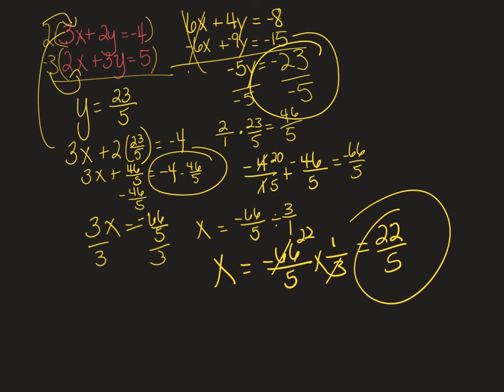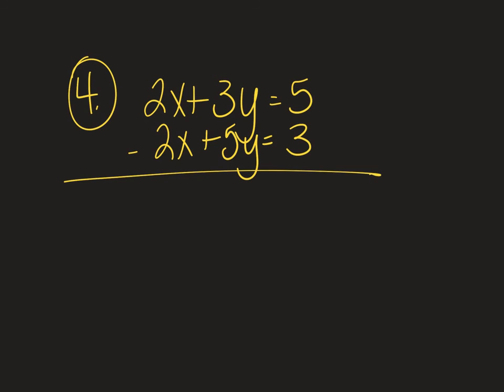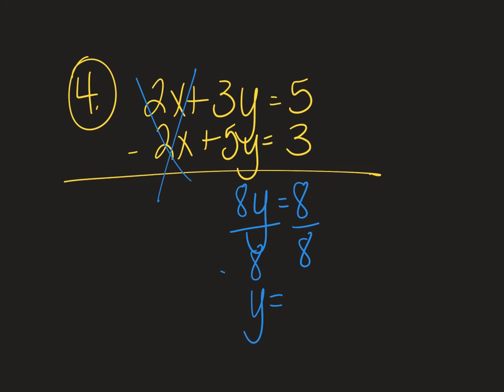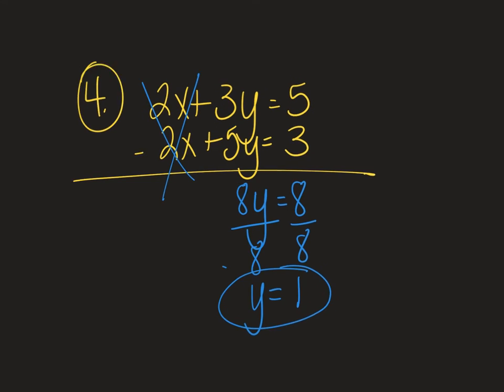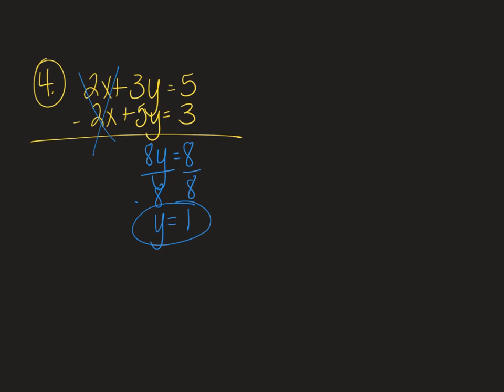Okay, so now let's see what... Now, this is number 4. I'm from page 166, and I am looking for opposites here, or inverses. Do I have any inverses, Miss Abby? What are they, dear? Yep. Cancel. So now I have a 3y plus 5y, which is what? 8y equals 8. Divide by 8, divide by 8. What does y equal? 1. Positive 1. Isn't that easy?